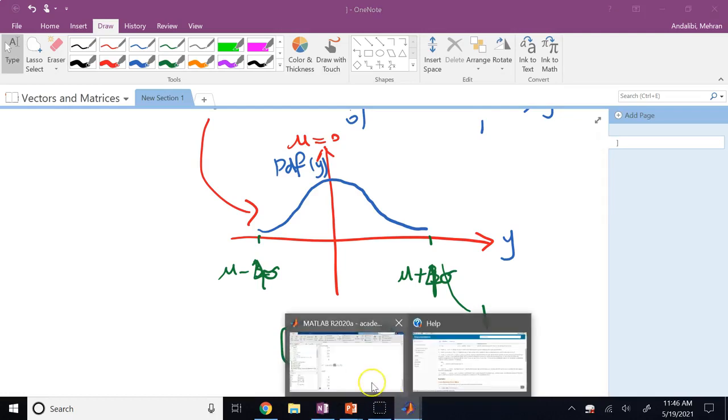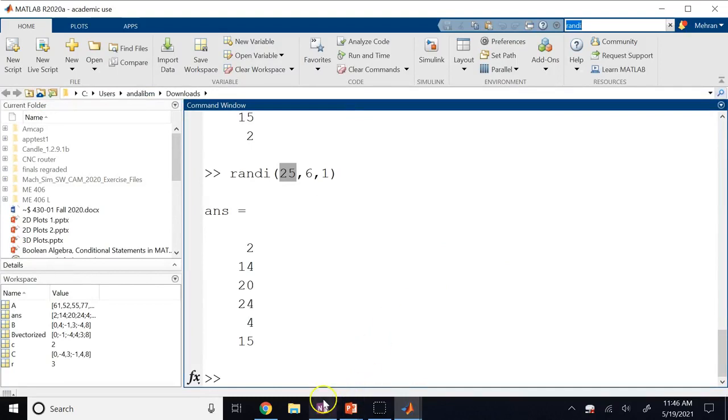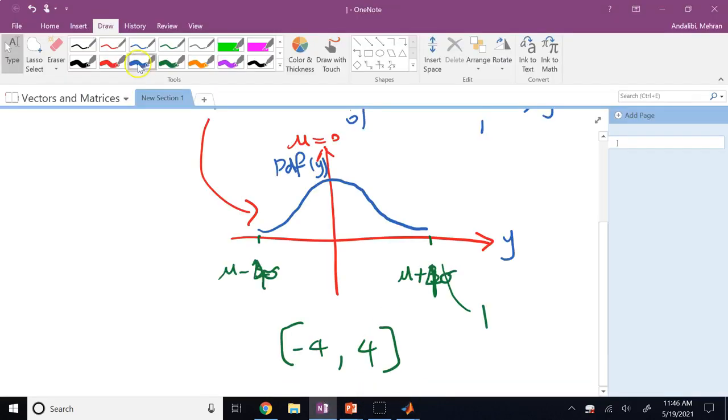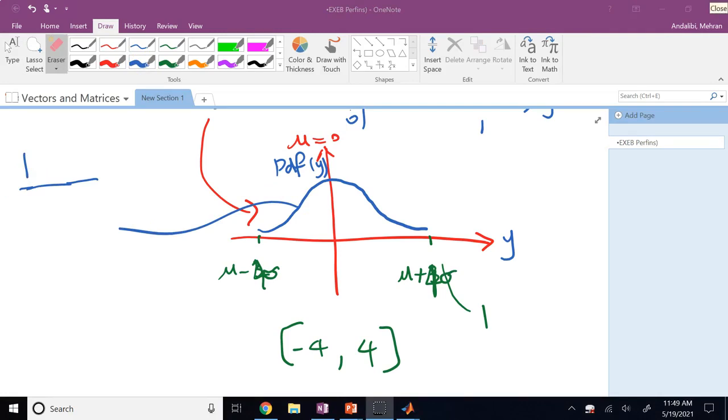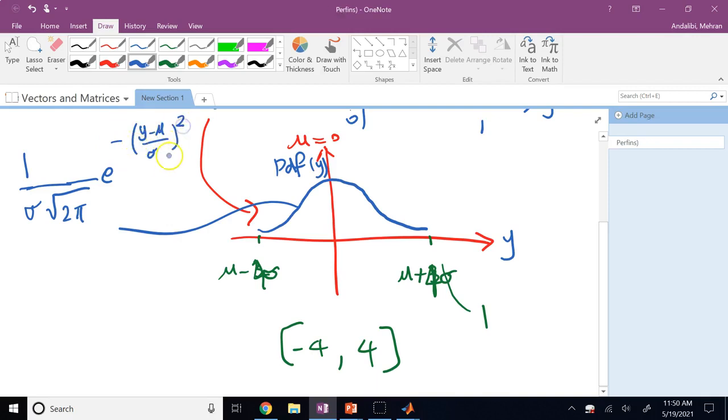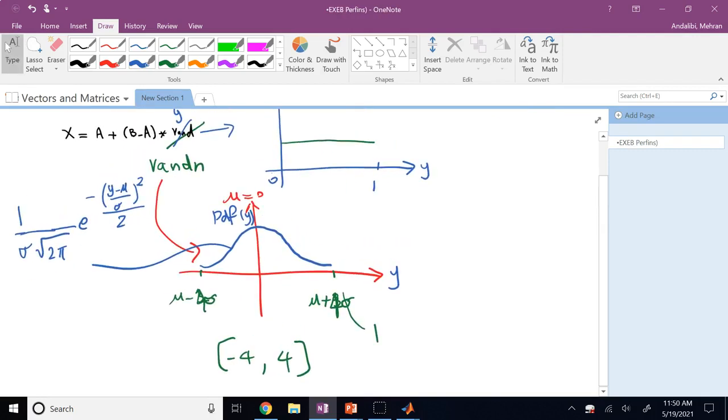And so you know the formula for a normal distribution, as you know, it is equal to 1 over sigma times square root of 2 pi times exponential of -1 times y minus mu divided by sigma, the whole thing squared, and that is divided by 2. So this whole power is in the exponential, okay?